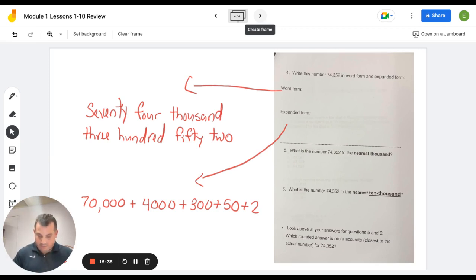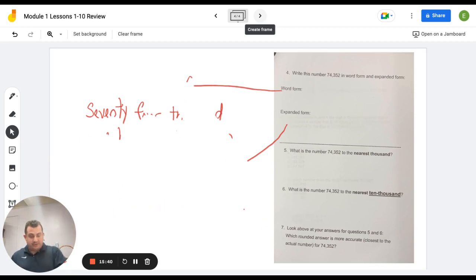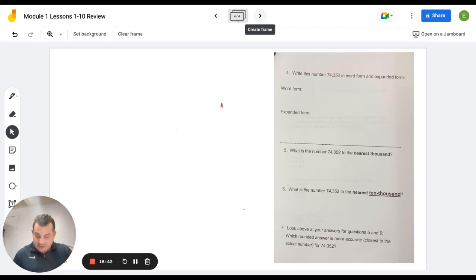Now, screen's off by a little bit. If I go to number 5, what is the number? 74,352 rounded to the nearest thousand. 74,352 to the nearest thousand, like it says right here. Well, if we're going to the nearest thousand, I'm saying which digit is in the thousands place? The 4. So I'm not even looking at that 7 yet in the 10,000s place. I'm not, because I'm rounding it to the thousands.